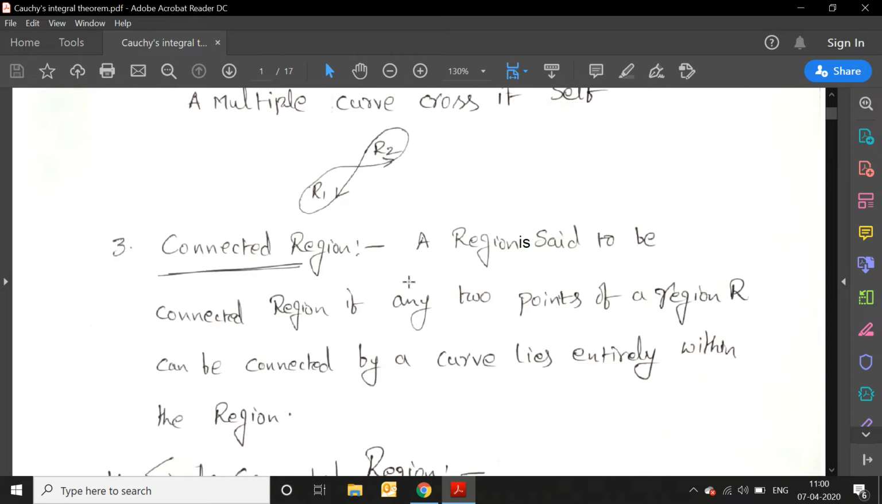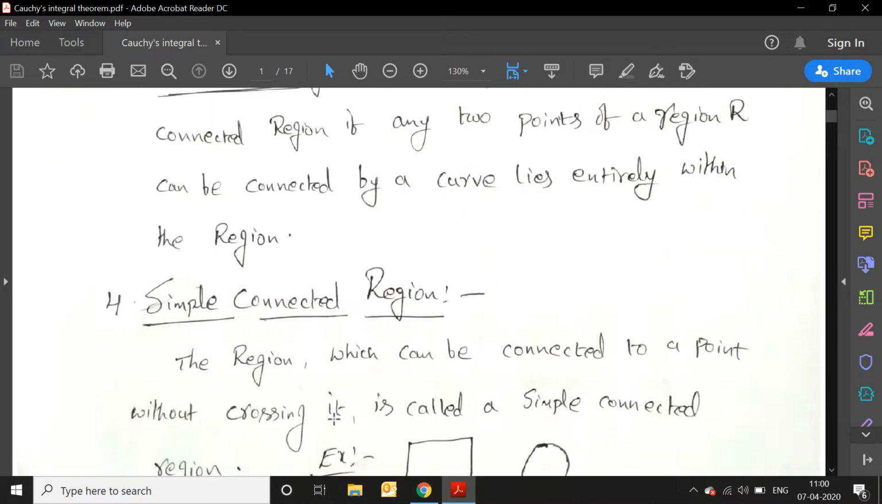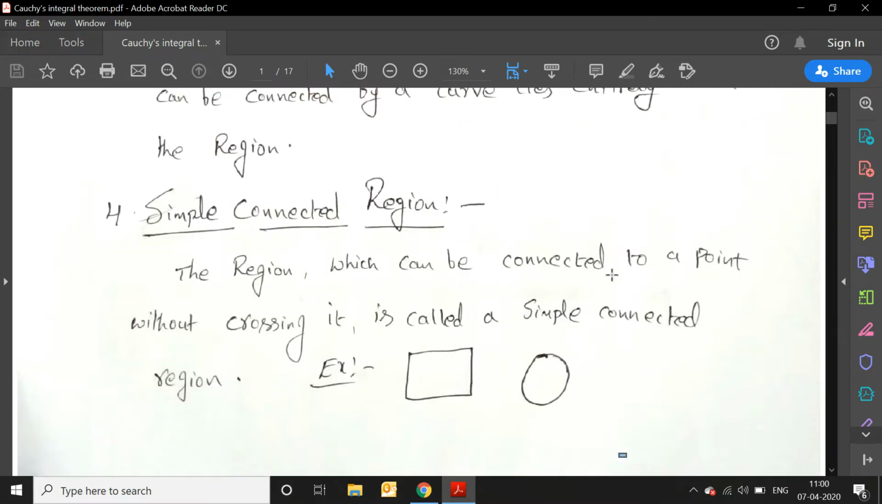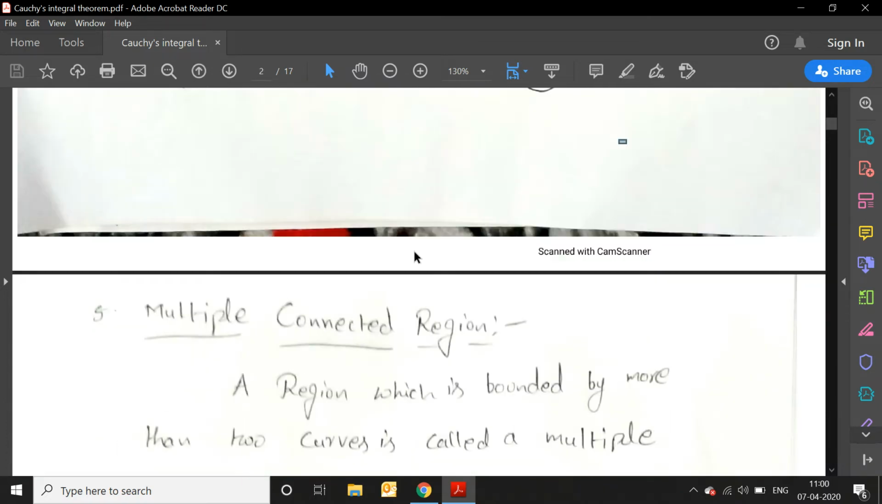And connected region. A region is said to be a connected region if any two points of a region R can be connected by a curve lying entirely within the region. Next, simple connected region. The region which can be shrunk to a point without crossing it is called a simple connected region. For example, square, circle; these types of curves are called simple connected regions.